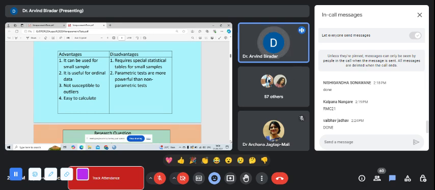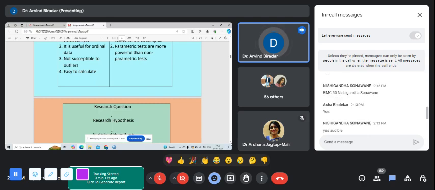Parametric tests are more powerful than non-parametric tests. Last time also I told that. Parametric tests are powerful. So these are some advantages and disadvantages.